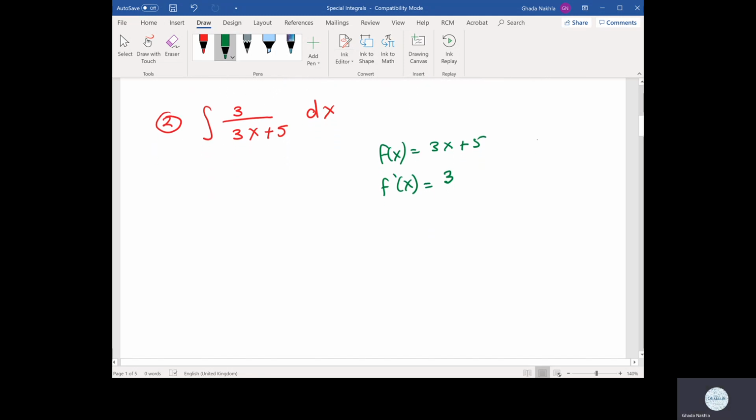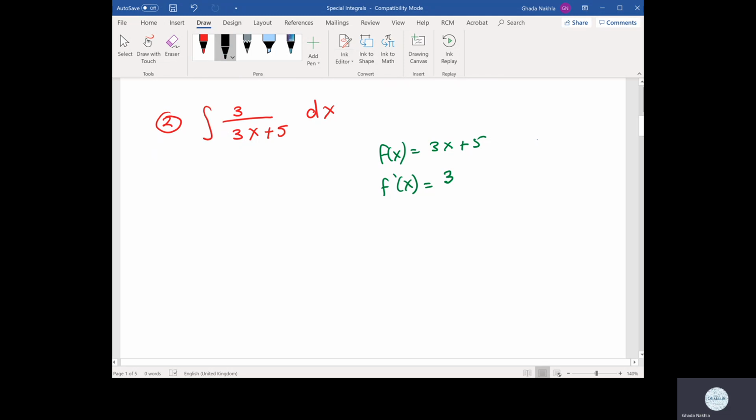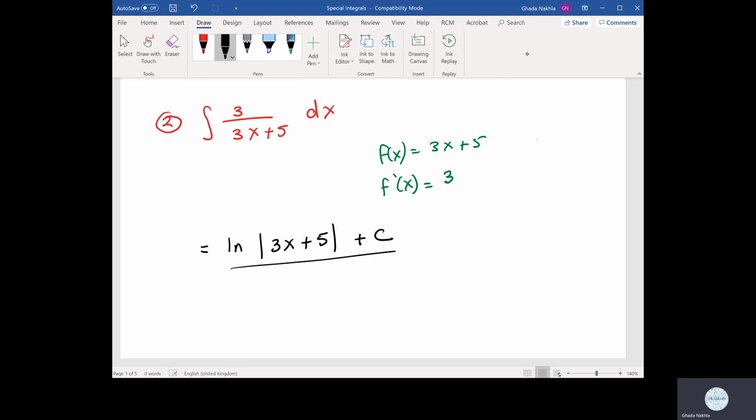Is the top the derivative of the function at the bottom, or the denominator? And the answer is yes. Therefore, my answer is ln mod 3x plus 5 plus c, and that is my answer.